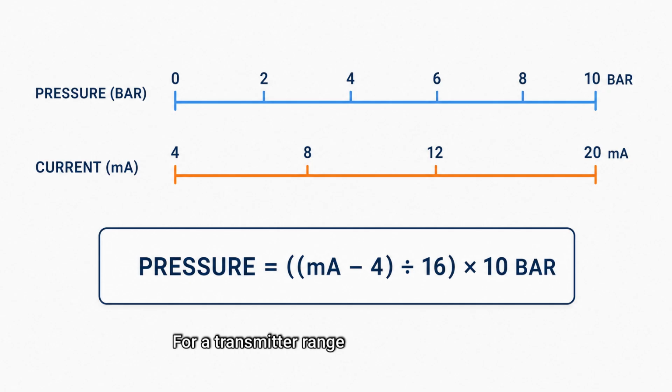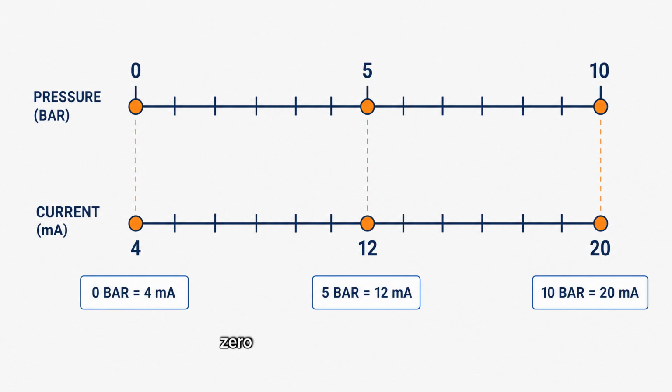For a transmitter range from 0 to 10 bar, the span is 10 bar and the current span is 16 milliamps. The relationship is linear. Pressure equals (current minus 4 milliamps) divided by 16 milliamps, multiplied by 10 bar. At the lower range, 0 bar equals 4 milliamps. At the midpoint, 5 bar equals 12 milliamps. At the upper range, 10 bar equals 20 milliamps.